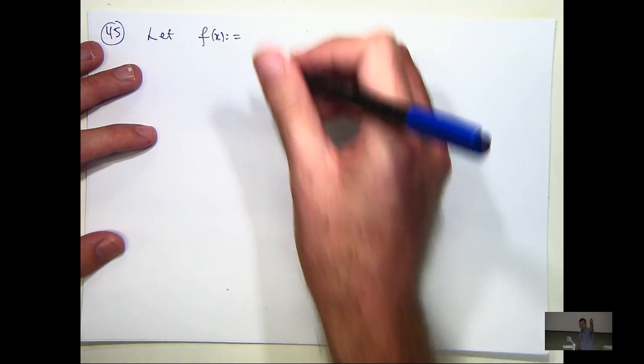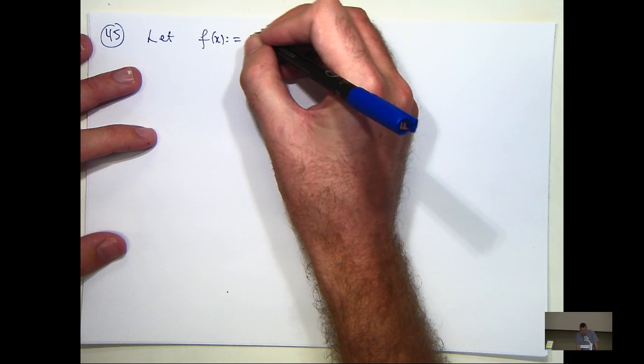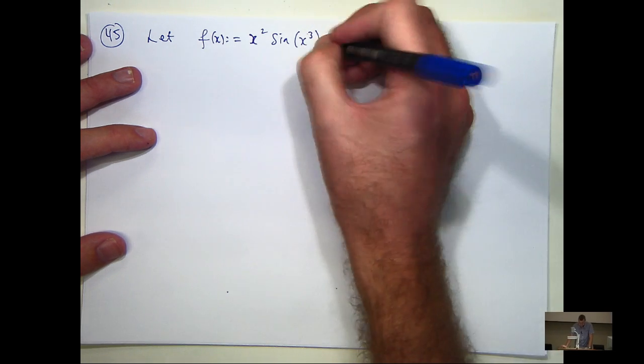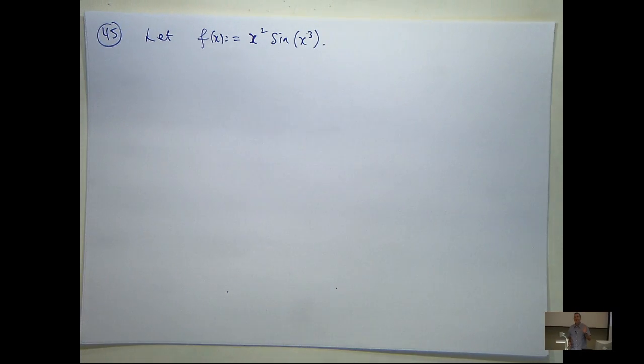So here we've got a function defined like this. Now, x squared times sine of x cubed. What this question's asking you is to perform an analysis on this using power series and show that this function has a stationary point at x equals 0, and then classify the stationary point. That's what it's asking you to do.